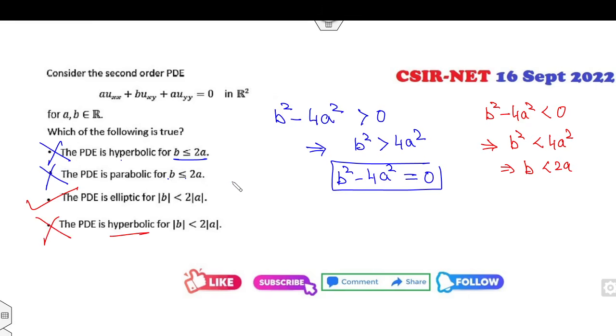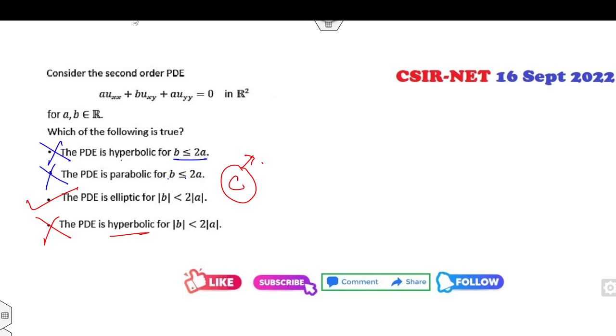However, hyperbolic is cancelled. C is my right answer for this problem. So you can see it's a very simple approach, and you can solve this problem in a simple manner. Another way, there is one more way you can solve this problem.